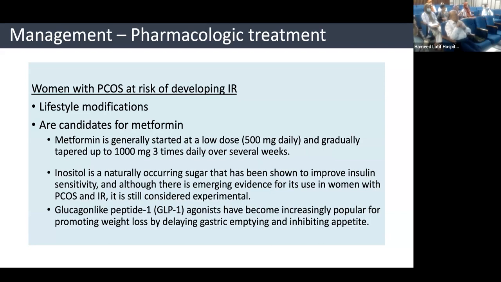Metformin only. So those women who are at risk of developing insulin resistance, in addition to lifestyle modifications, they also are good candidates for metformin prescription.